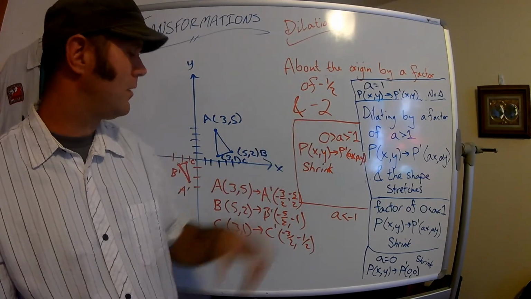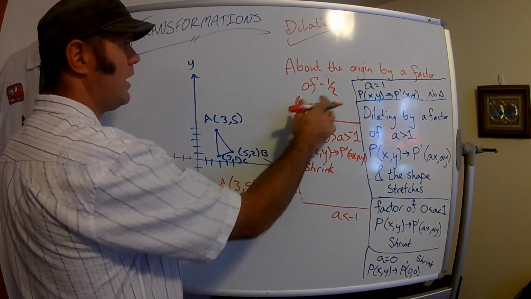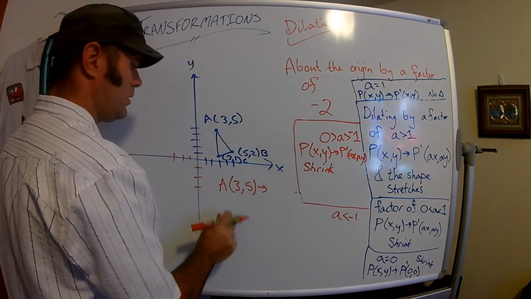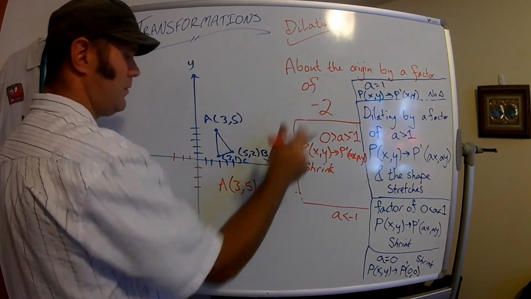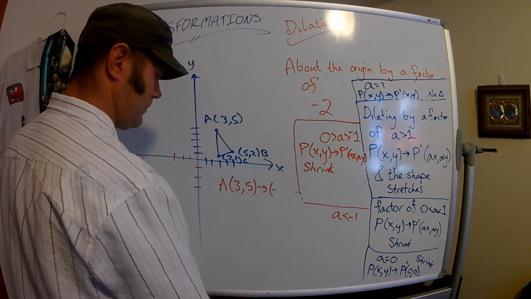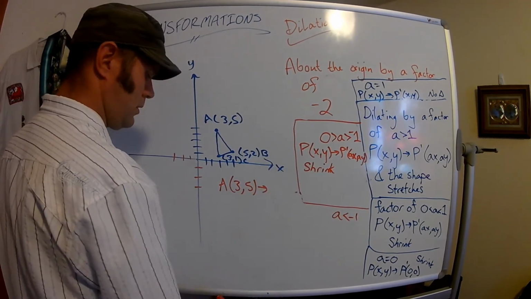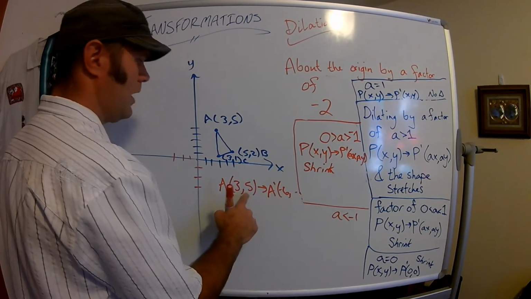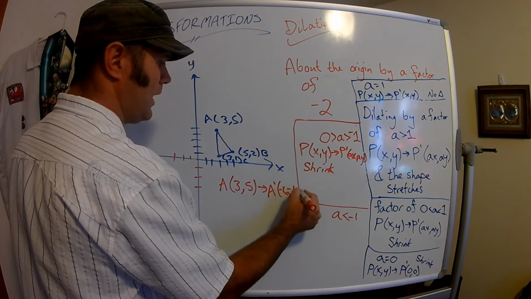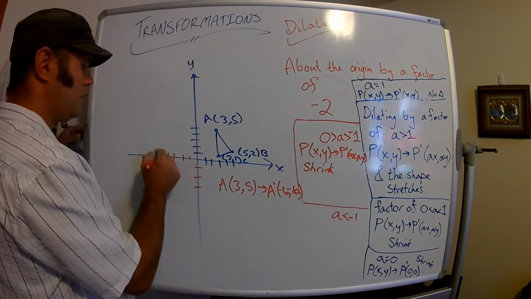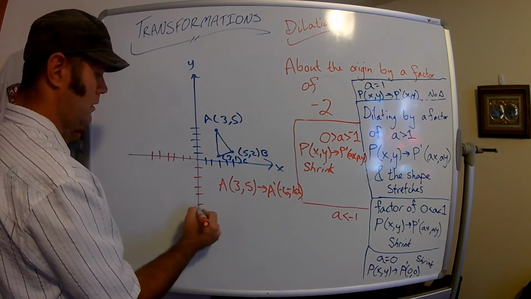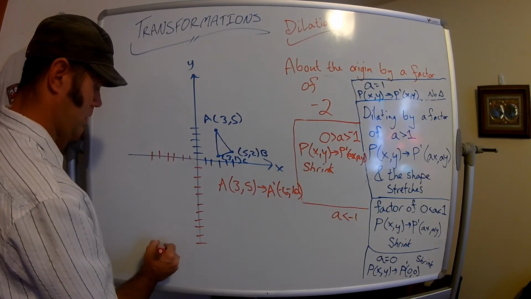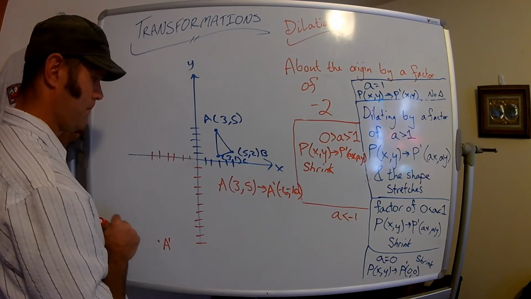And so A is -2. And we're doing the -2 now. We can ignore this. Alright, so 3 times -2 is -6. Let's get our A prime in there though. And 5 times -2 is -10. So there is A prime.